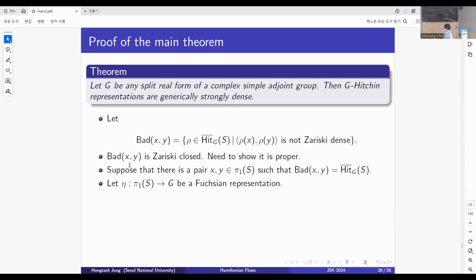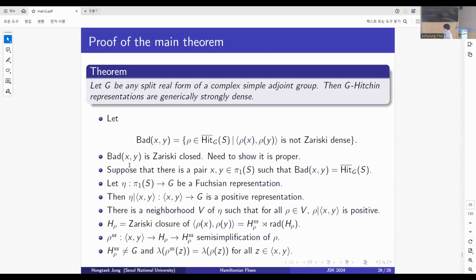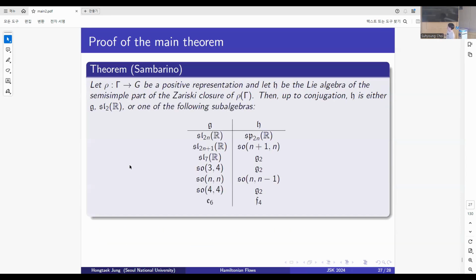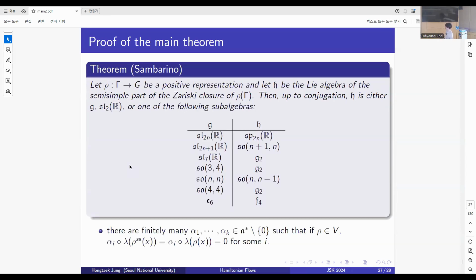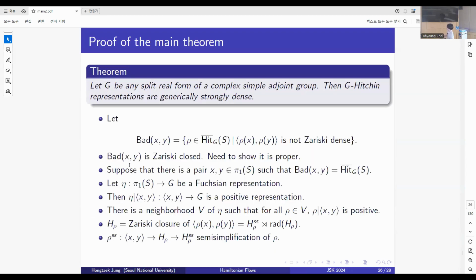I think I don't have enough time to go through this proof for the main theorem. But the idea is that we use this classification of Sambarino, which says basically that the Lie algebra of... yeah, okay, I can explain this in a couple of minutes, so I have to stop. I think I have to stop here. Thank you.